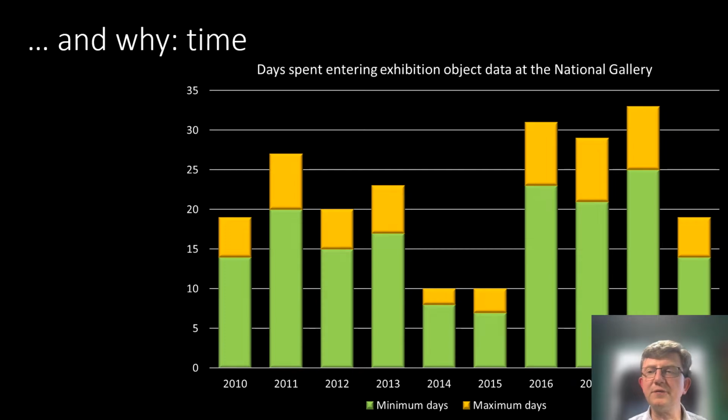Now, assuming 10 to 15 minutes per entry, this equates to between 16 and 22 days a year entering exhibition object data into TMS, and that comes to a total over the 10 years of between 164 and 224 days. So that's potentially an entire working year over those 10 years spent on data entry. And this ignores the work we do providing information for loans out. Now, the gallery has an ambitious exhibitions programme and we lend generously, but we are not atypical of large museums.